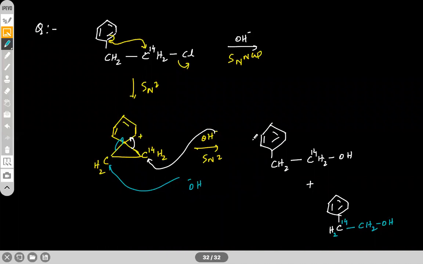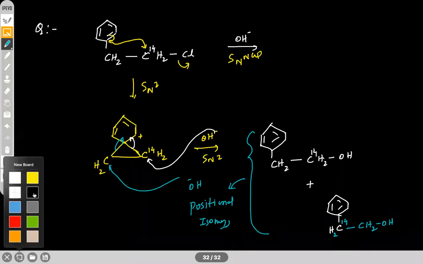Now they may ask you the relation between the products. And the relation is what? They are positional isomers. Positional isomers of each other. So this kind of question, they may ask. Done? Yes, sir. Done.